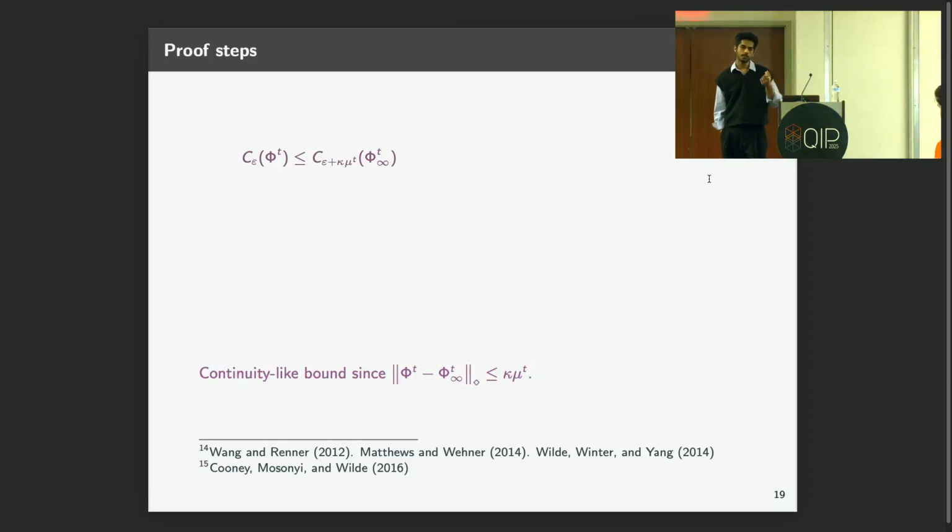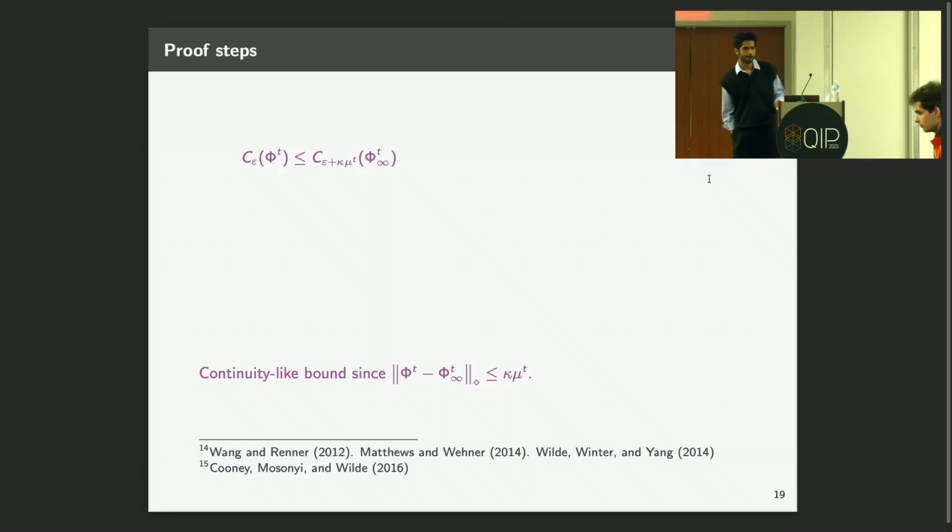You're just saying that if two channels are close to each other, and you can send something with error epsilon with one channel, then the same kind of strategy works with error epsilon plus whatever closeness distance you have for the other channel. This is kind of a modified continuity estimate. It's not exactly a continuity bound. Right. Okay, I see. Yeah.